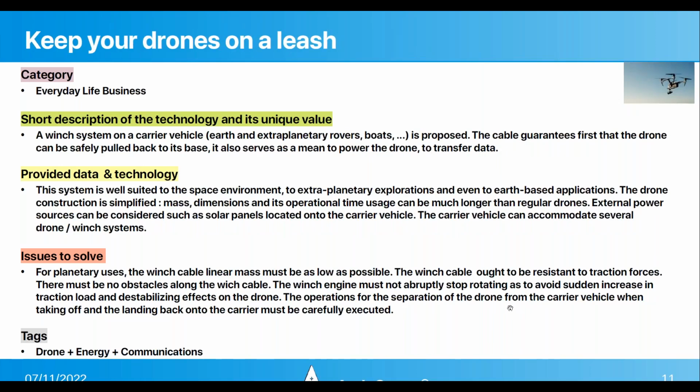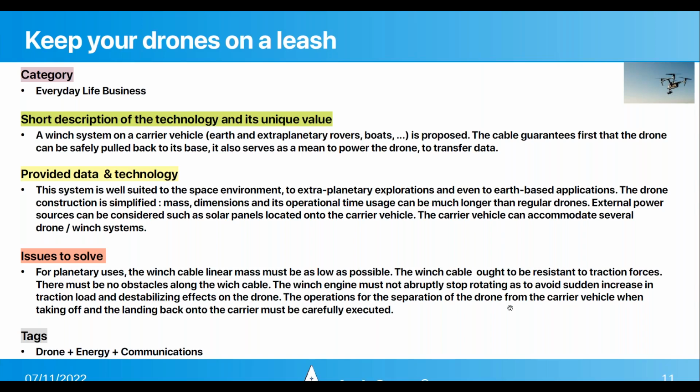The next challenge is Keep Your Drones on a Leash. Again, this challenge I think is really interesting. This deals with the world of drones, and it has many fields of applications, both on Earth and for space exploration. Basically, the idea is to add a cable to the drone so that you can transfer energy, you can transfer data, or the cable can also be used to recover the drone if something goes wrong. Obviously, the key element will be to take into account the cable linear mass, and it has to be as low as possible, because the longer the leash, the heavier it's going to be.